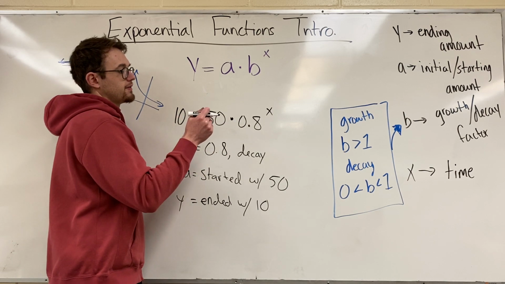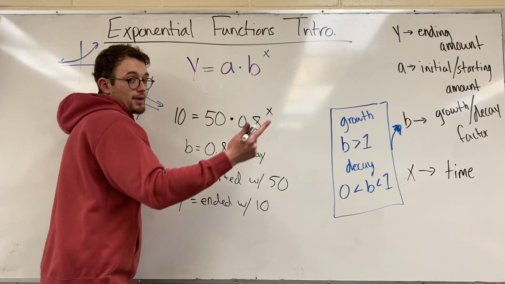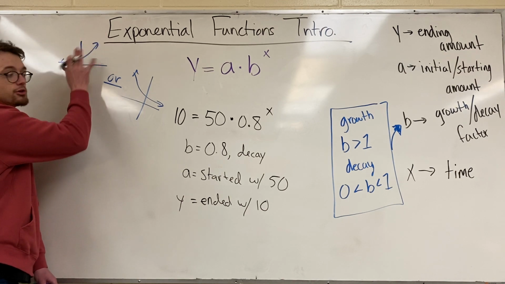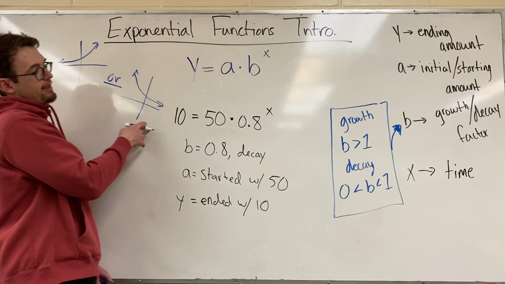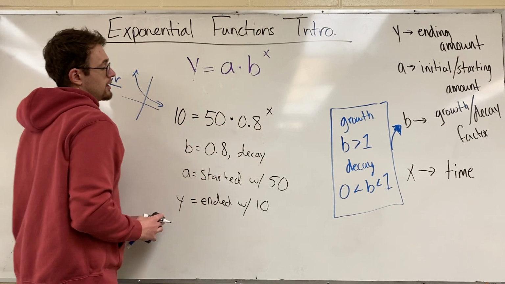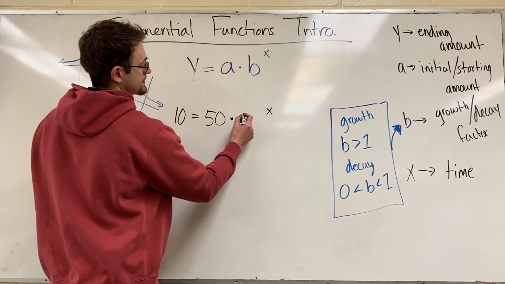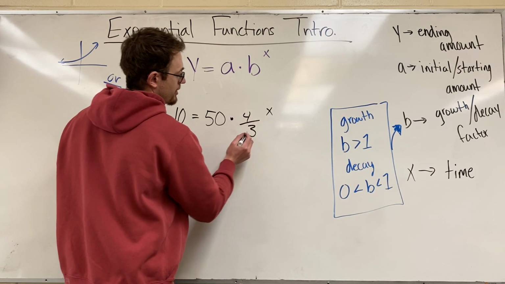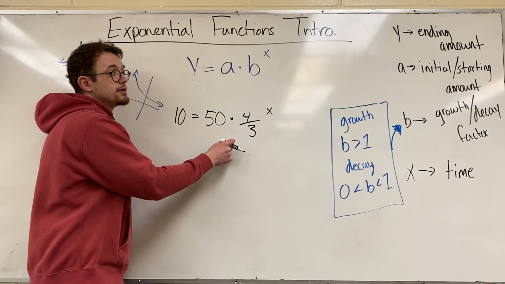You need to be able to identify whether it is growth or decay. All right, you need to be able to identify whether it's growth or decay based off these two. Oh, that one's growing, this is growth. That one's decaying, that one's decay. This is less than 1, it's decay. Let's do, I don't know, 4/3. That's greater than 1, so it's growth.